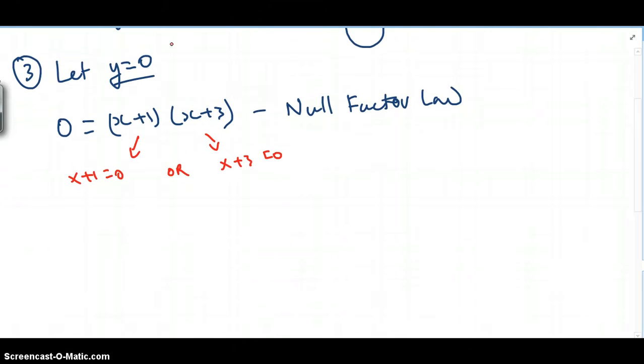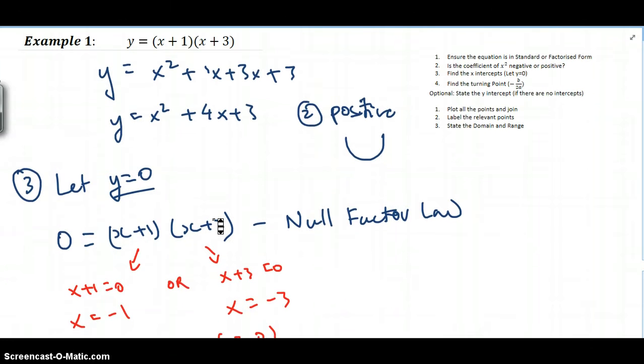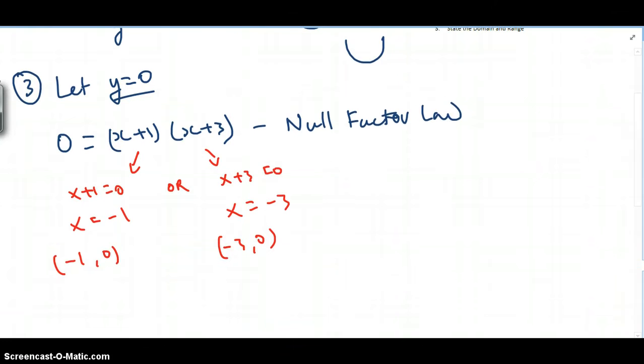So if that's the case, x plus 1 equals 0 when x equals minus 1, and this one equals 0 when x equals minus 3. So therefore our coordinates will be minus 1, 0, and this one will be minus 3, 0. So that's step 3 done. Now we just need to find where the turning point is. So let's do part 4.